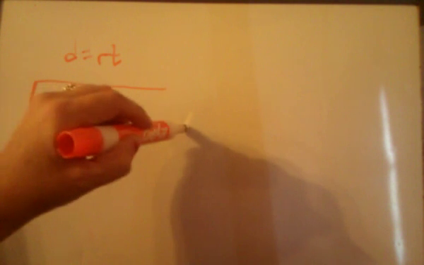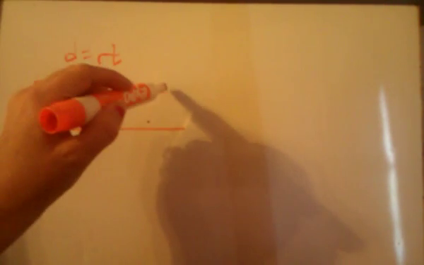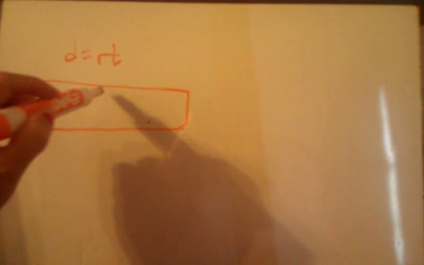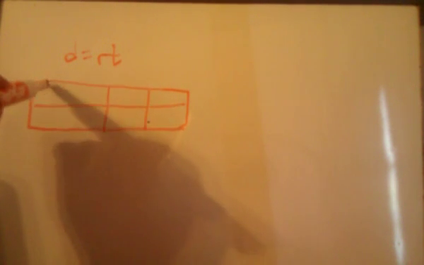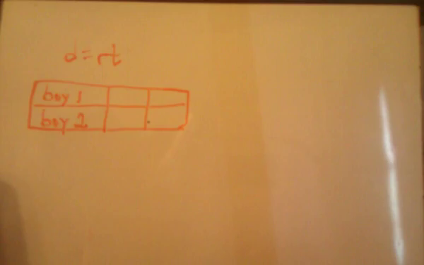So here we go. I'm going to draw a box. I know my formula is D equals RT. I have my box. 3 and 4 miles. And how many hours will they meet? So I have two boys. We'll say boy number 1 and boy number 2. It didn't give me any names, unless you wanted to name them something, go ahead. They're 14 miles apart.